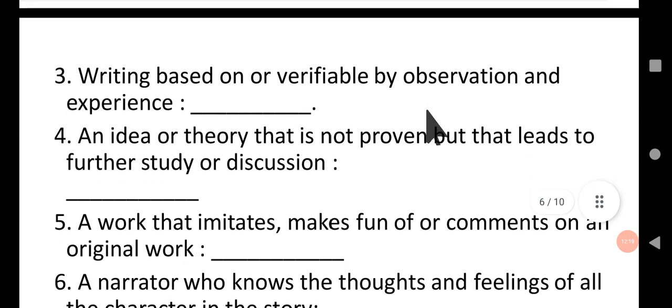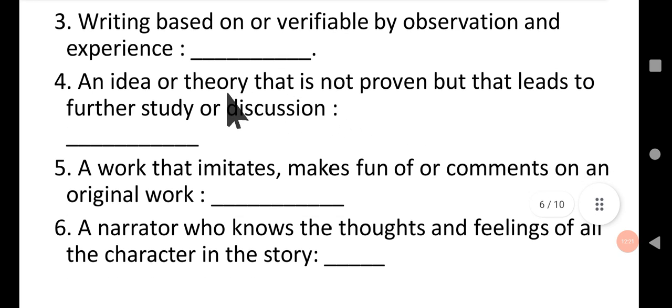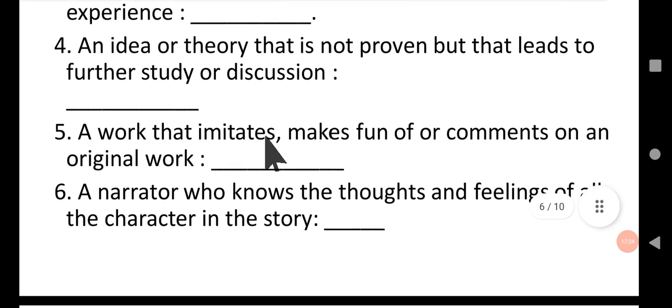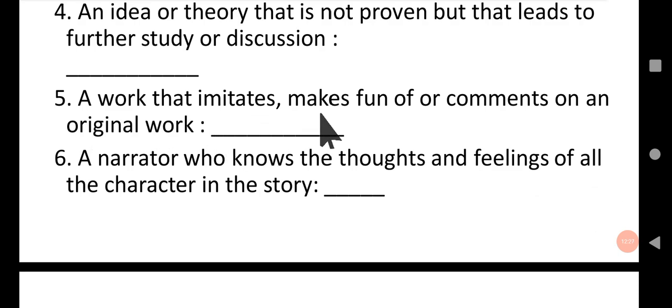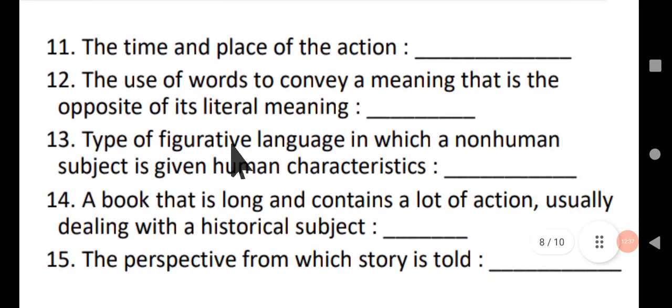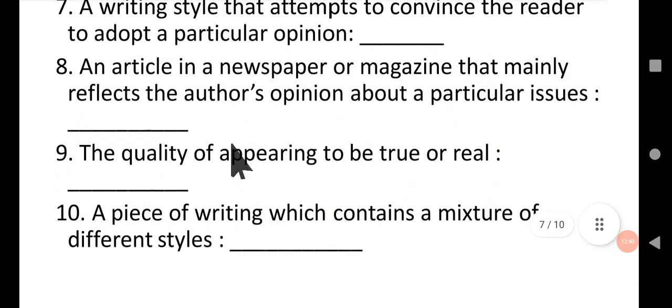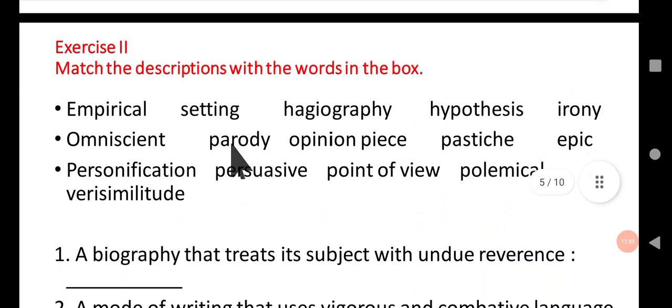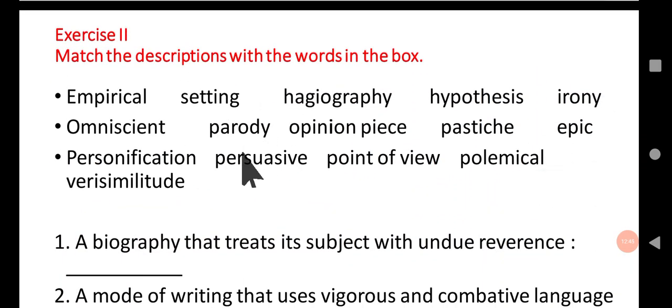Okay, next one, a work that imitates, makes fun of, or comments on an original work. What is it called as? It is some type of comedy or comments. That is altogether called as parody. So any imitation work, any work that has fun elements or gives commentary and comments, that is altogether called as parody.